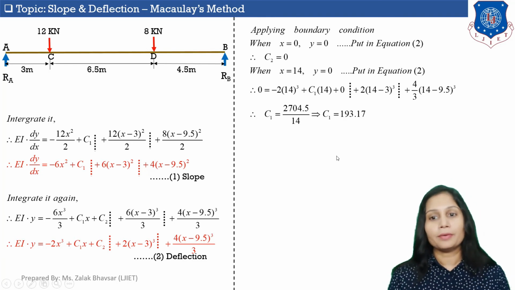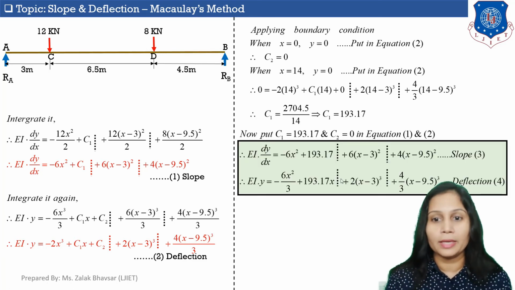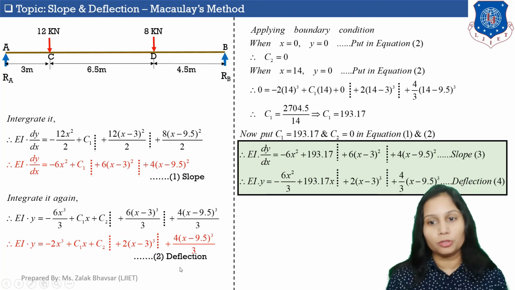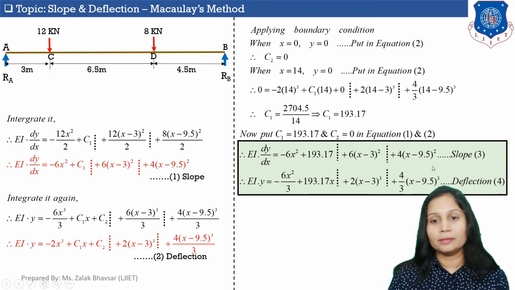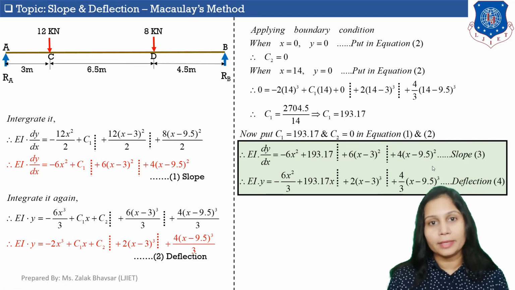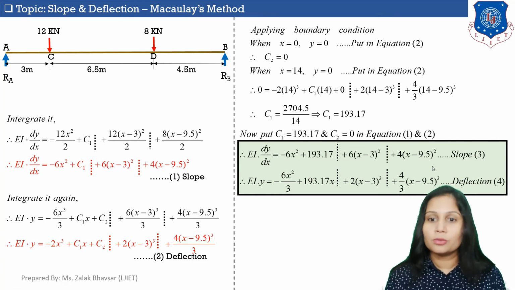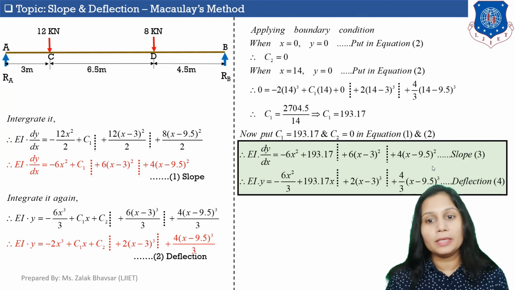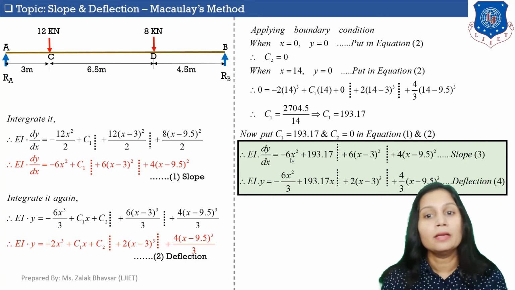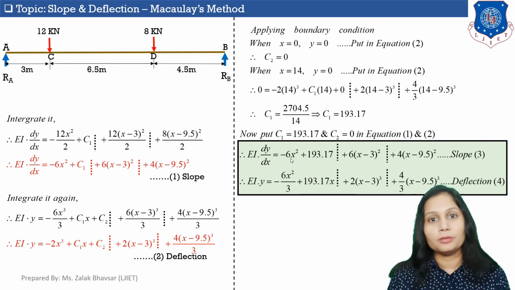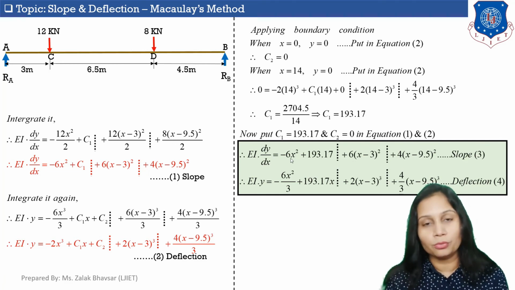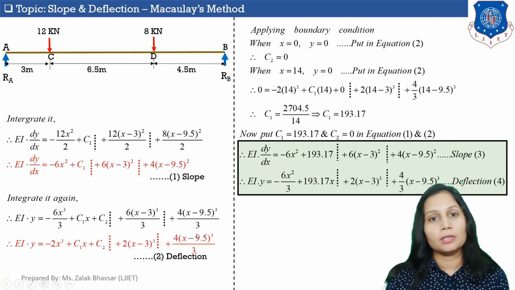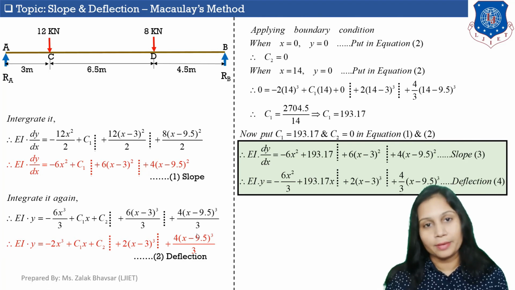193.17, and if I put value of C1 and C2 in equation number 1 and equation number 2, then these are the final equations to calculate slope and deflection. So now for calculating slope or for calculating deflection, we need to put value of x in equation number 3 for calculating slope and in equation number 4 for calculating deflection. Now in our numerical we need to calculate deflection only, so we will use equation number 4 to calculate deflections.